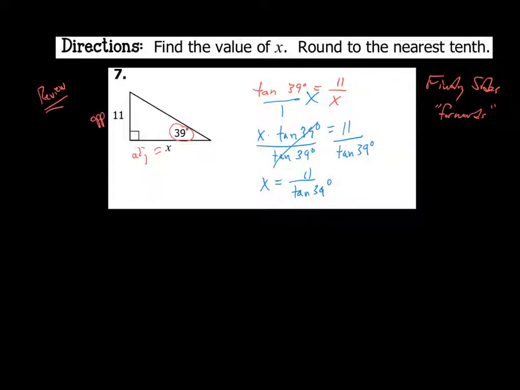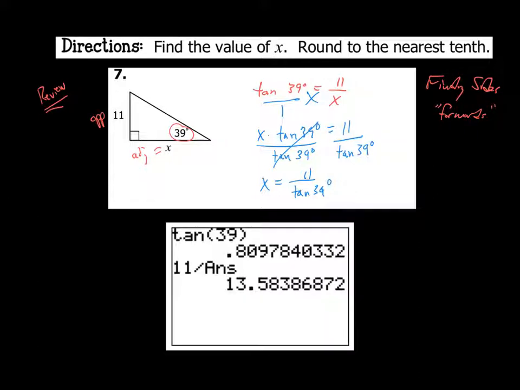And the rest is a calculator move. As you'll see here, the first thing I did was to identify what the tangent of 39 was, and then the next thing I did is I did 11 divided by, and I do second answer. Right? Press the second button and then the answer key. Where is that answer key?